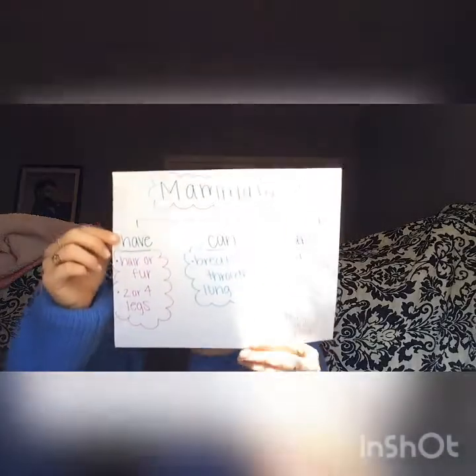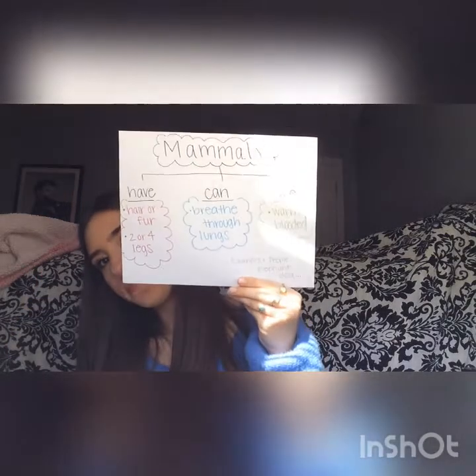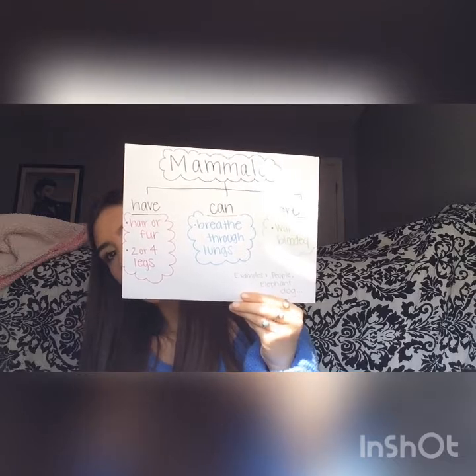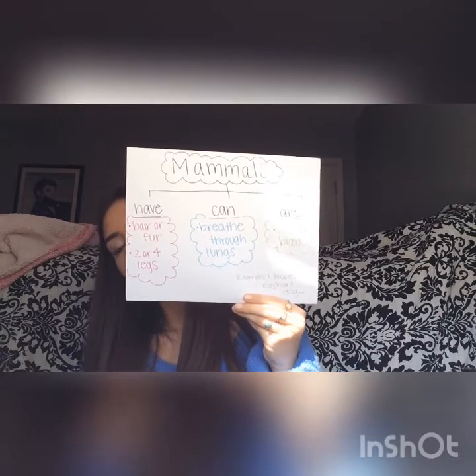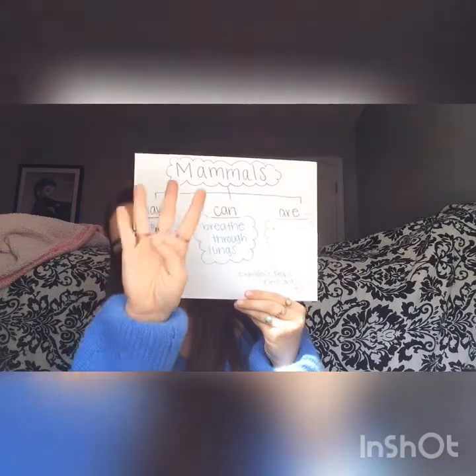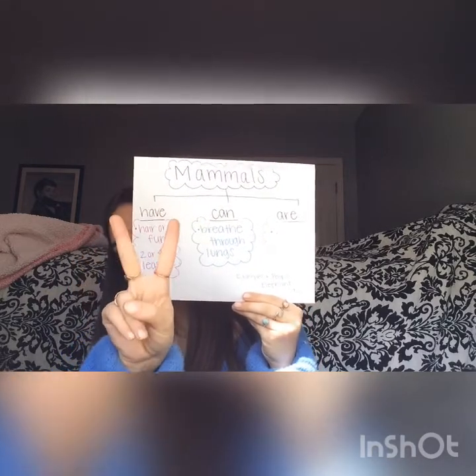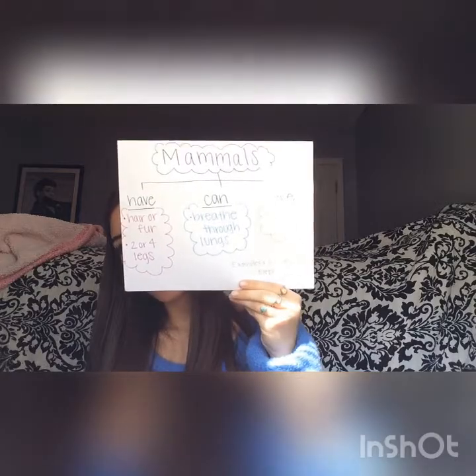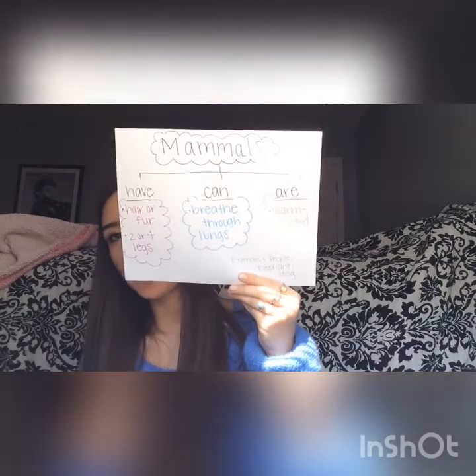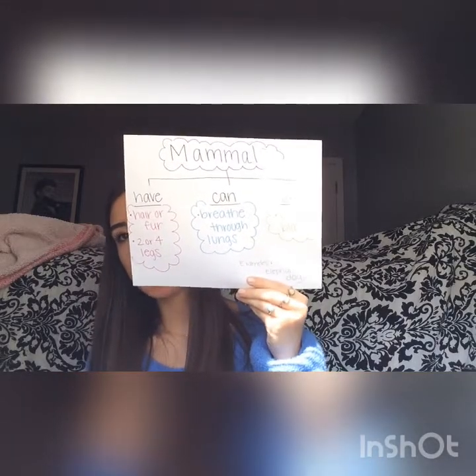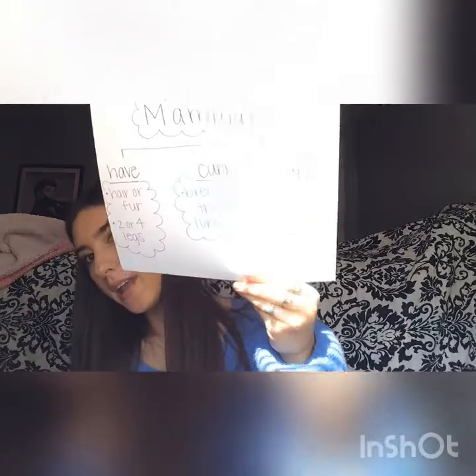And our last group that we talked about a long while ago is mammals. And mammals have fur or hair, and they also have either 2 or 4 legs. So they have to have 2 or 4 legs. They can breathe through lungs, so people breathe through lungs, and they are warm-blooded. Some examples are people like you and me. An elephant would be a good example, and a dog. If you have a pet dog or a pet cat, they are a mammal just like you.